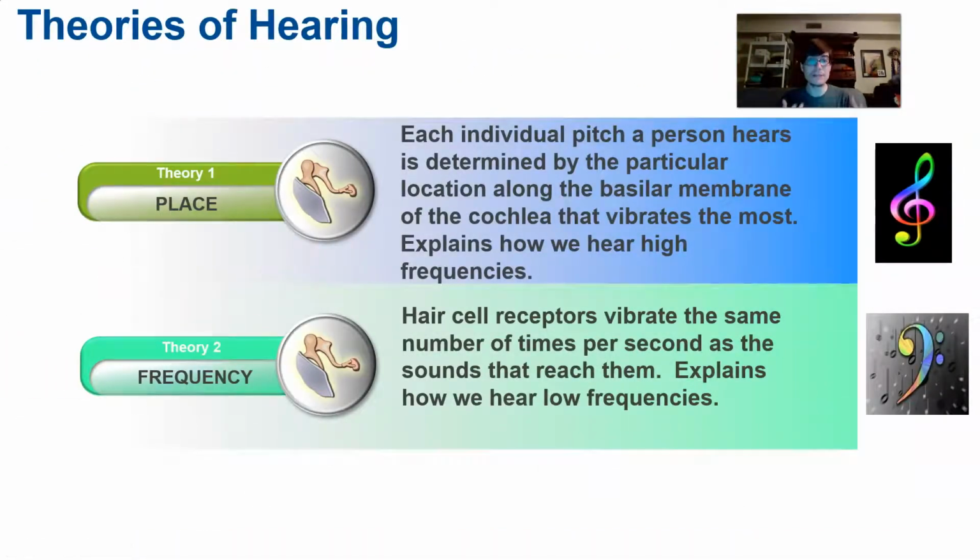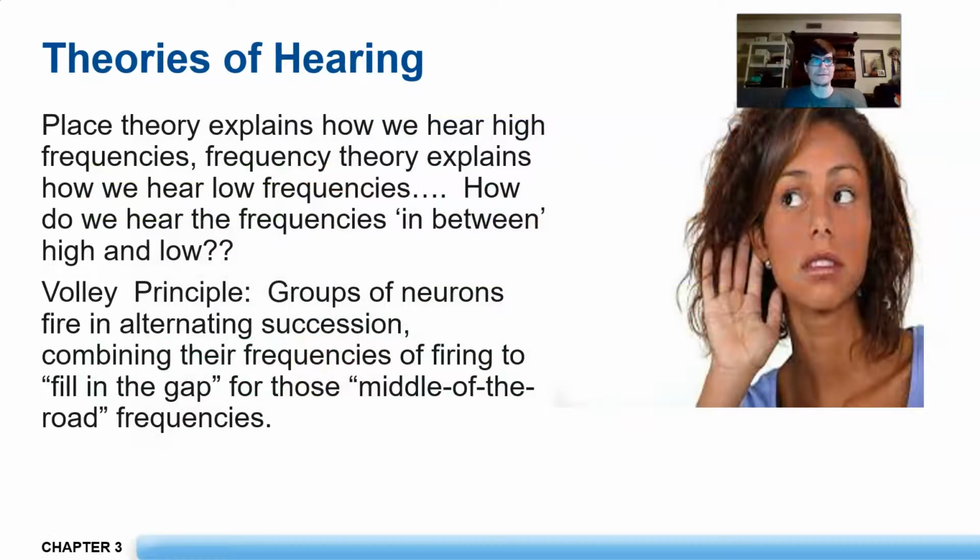Then we have the frequency theory that doesn't so much matter where the vibration is, it's more how fast or how slow the hair cells are then vibrating. And this is used to explain lower frequencies, so kind of lower pitch. It doesn't matter so much where on the hair cells it's vibrating, it's more if it's vibrating really quickly or really slowly.